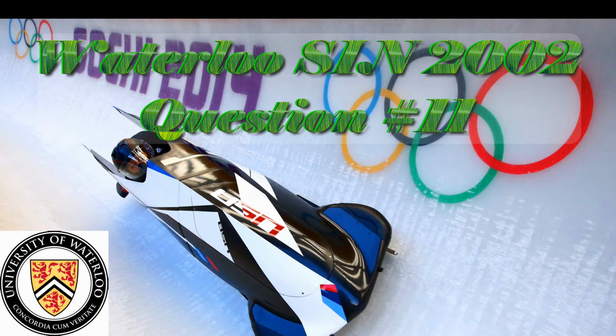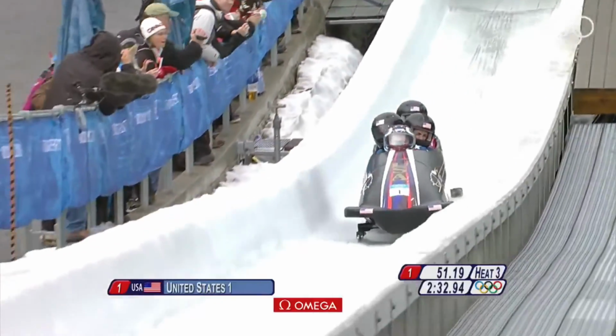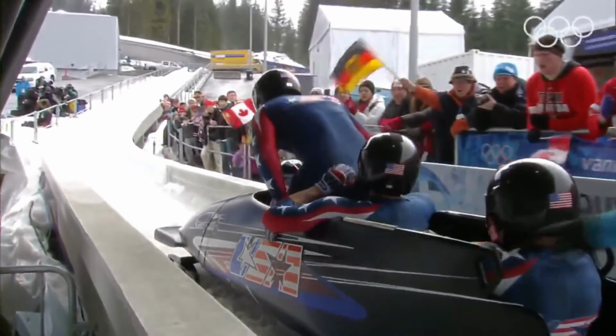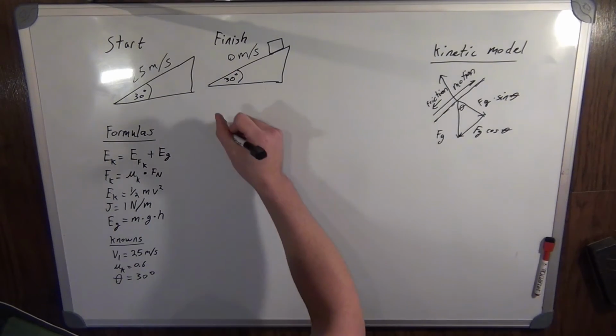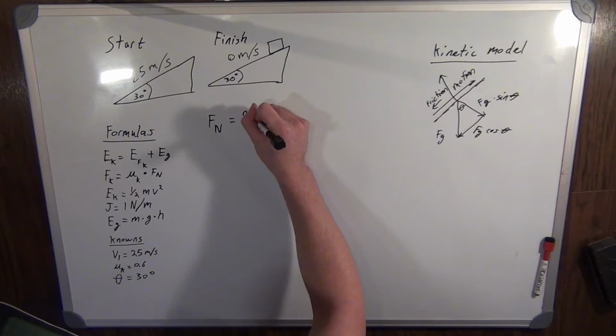In this question, bobsled riders have partially slowed down after they get to the end of the bobsled track, as you can see here. All you have to do is figure out how far it travels before it stops. So, the first step in solving this problem is to find the normal force.